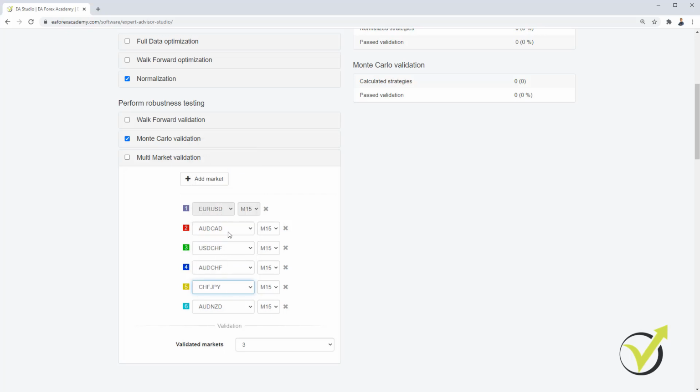Okay, so I have clicked randomly on a few currency pairs, and if I use the multi-market, it will perform backtest on these currency pairs, the same strategy, and it will validate a number of tests.